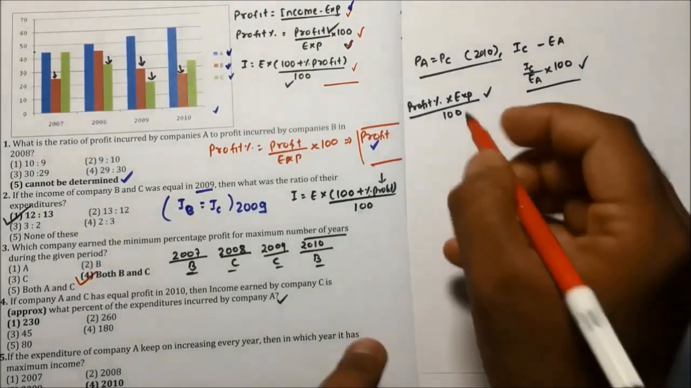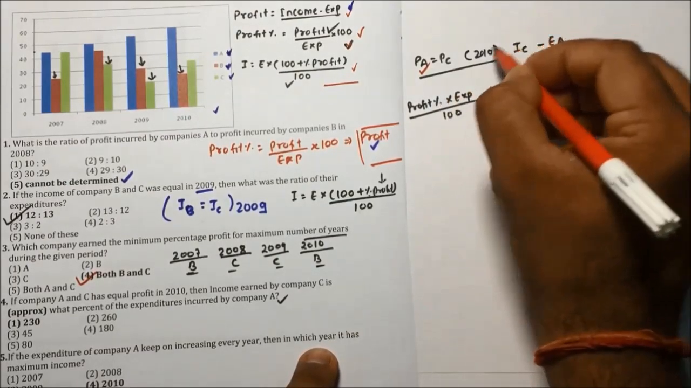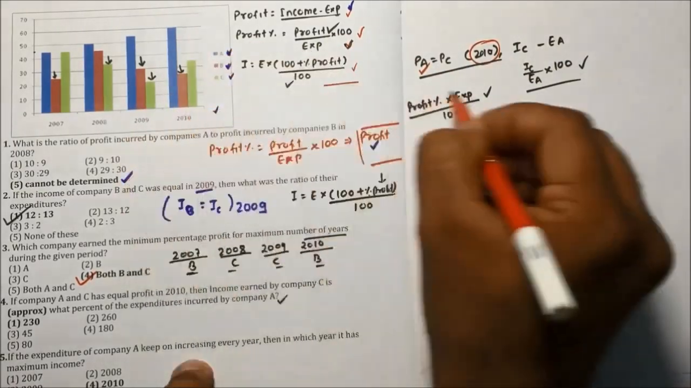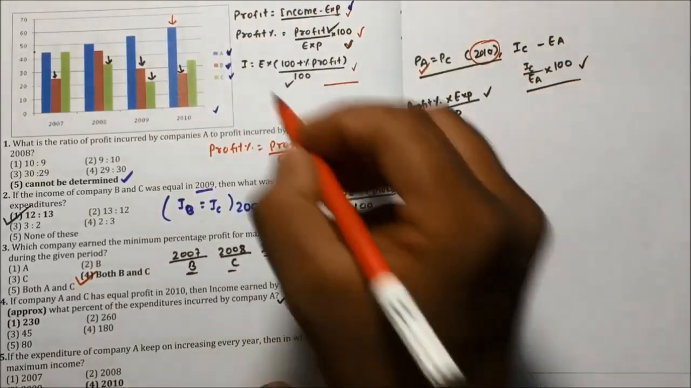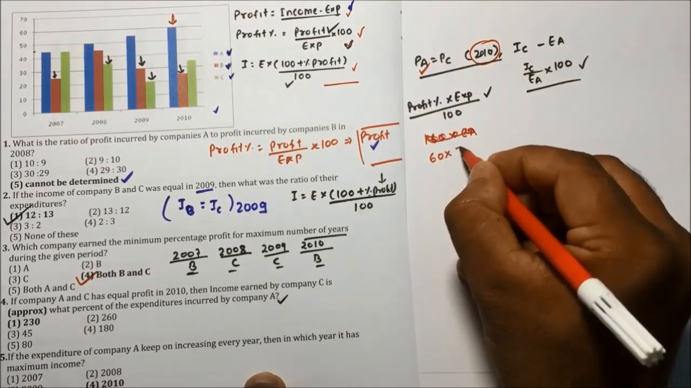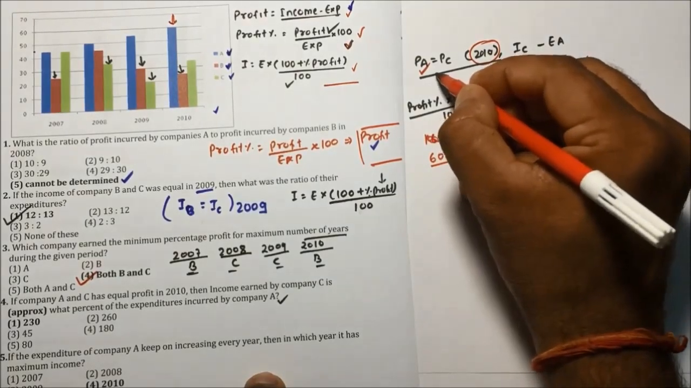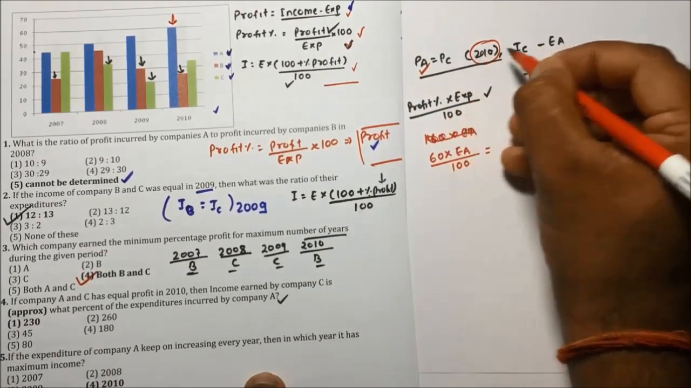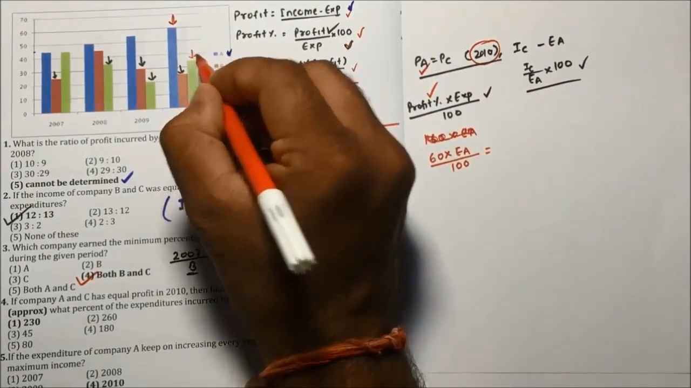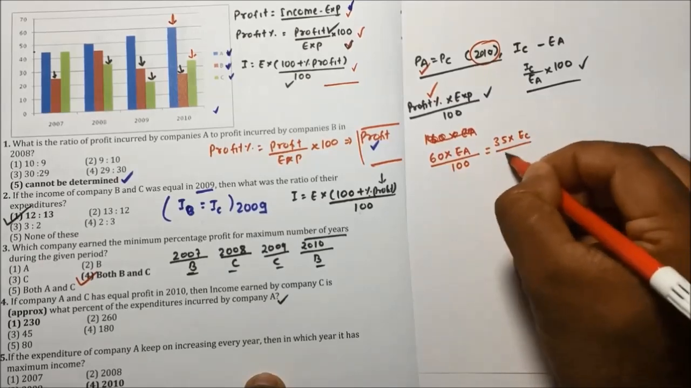Now profit of A means we will have to calculate the profit percentage in 2010. If you see in 2010, what is the profit percentage? The profit percentage is 60 into expenditure of A divided by 100, right? Now the profit earned by A is equal to the profit of C in 2010. So profit of C will be the profit percentage. The profit percentage of C in 2010 is what? 35 into expenditure of C divided by 100.